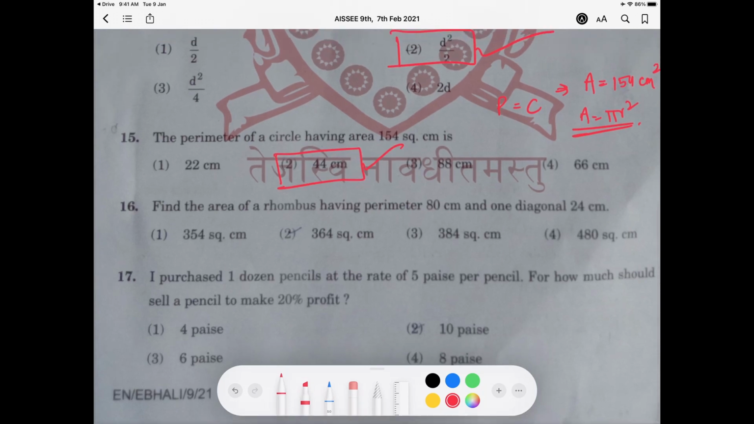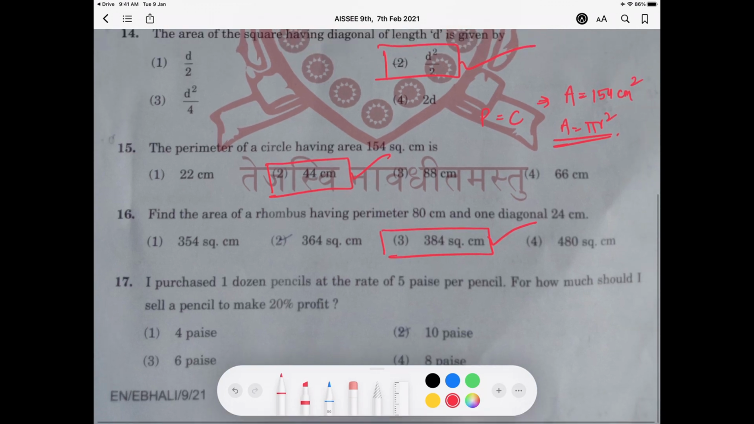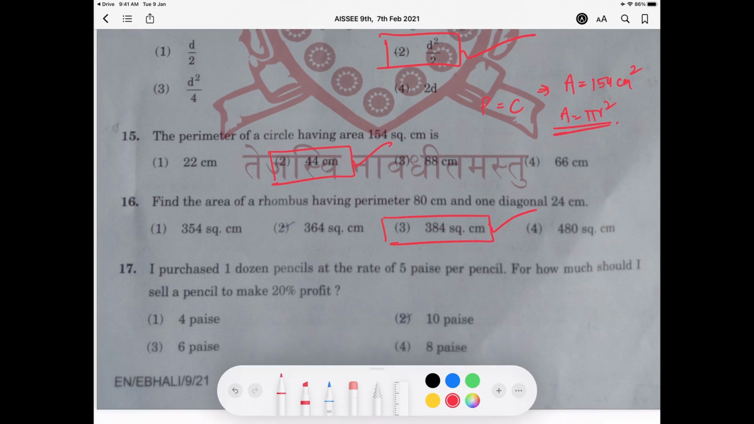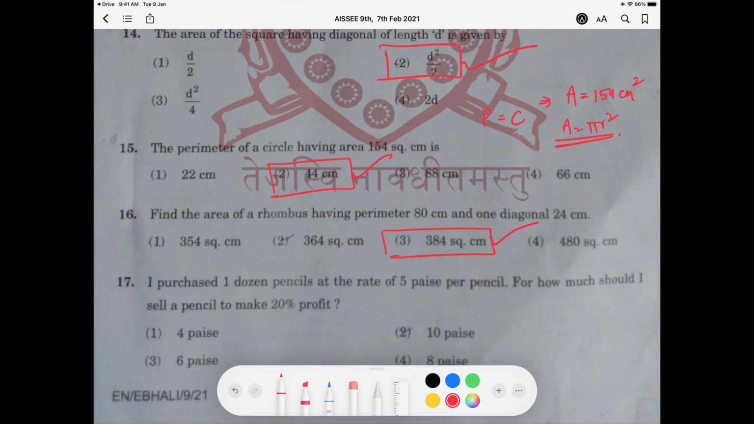In question number 16, it's a little bit of a lengthy question. Find the area of a rhombus having perimeter this and one diagonal 24 centimeter. Its final answer would be 384 centimeter square, which is option number 3. In question number 17, I purchased 1 dozen pencils at the rate of 5 paise per pencil. For how much should I sell a pencil to make 20% profit? The correct answer for question number 17 is 6 paise, which is option number 3.